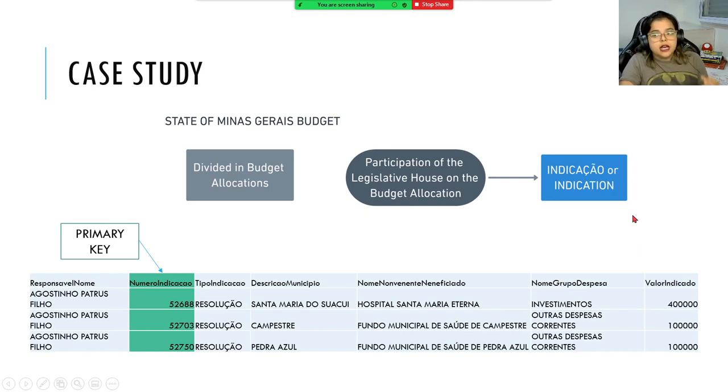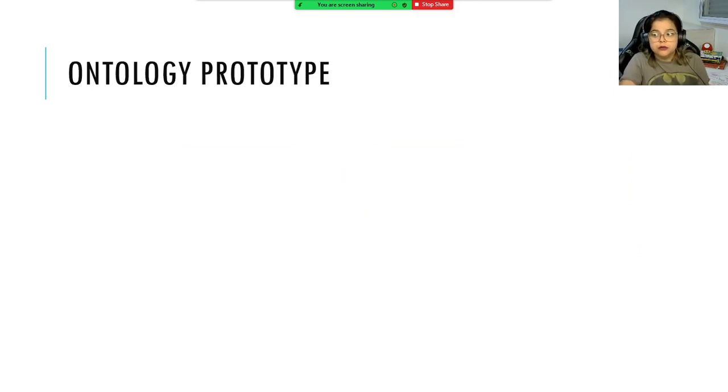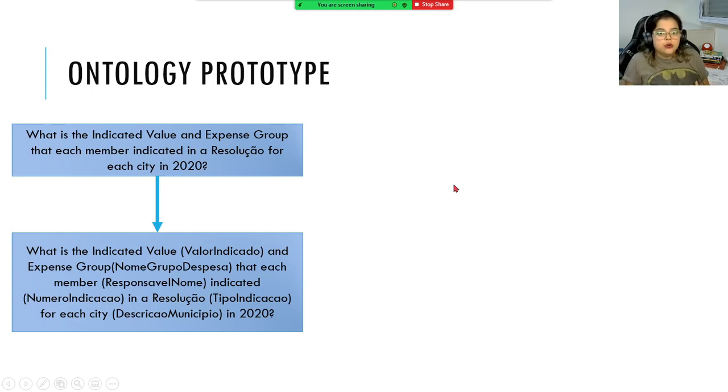So to make that a little bit more comprehensible to people, we can make an ontology prototype. So it's the first version of the ontology. And to do so, we usually use a competence question. So it's to guide how we're going to use the semantics to explain that data set. So here we have a basic competence question that is going to guide us through the ontology: what is the indicated value and expense group that each member indicated in a resolution for each city in 2020?